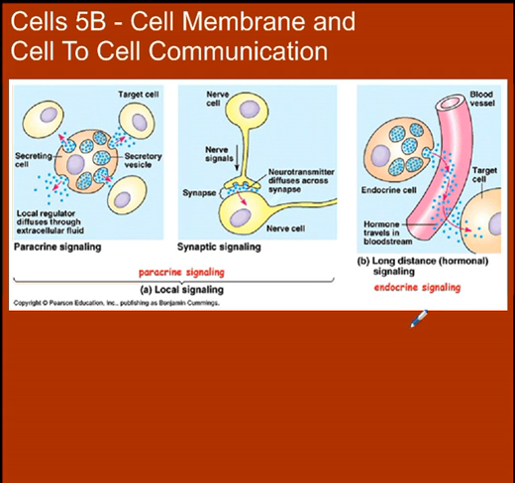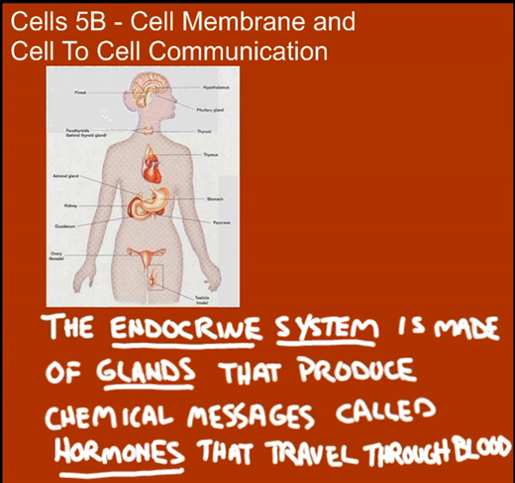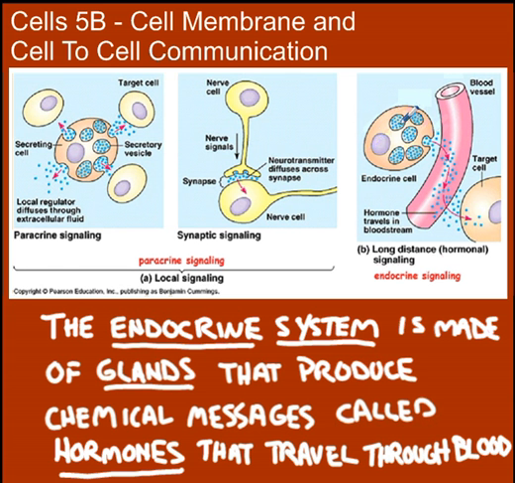Next, we're going to talk about the endocrine system and endocrine signaling. The endocrine system is made of many glands. These glands produce chemical messages called hormones that are released into the blood, travel all throughout the body, and then are received or picked up by the receptor molecules on the target cells. So here we see the endocrine cell. This would be a cell in a gland releasing these little blue chemical messages. Those would be the hormones. They travel all throughout the body in the blood, and this is a target cell that has the right receptor molecules to receive that chemical message.